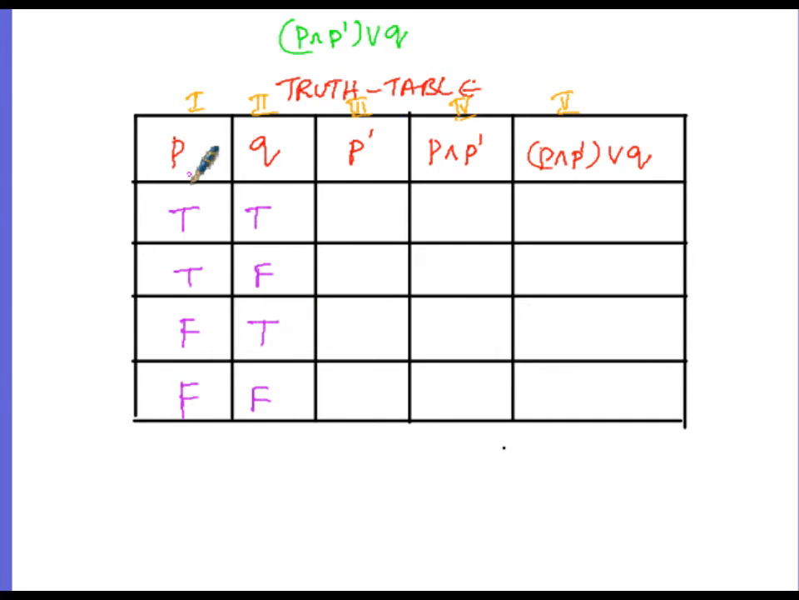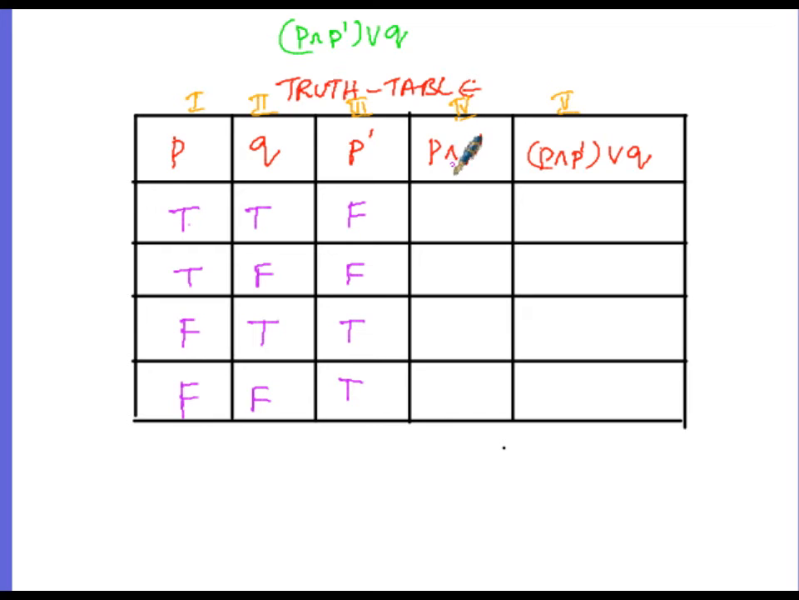So if the truth value of the statement P is true, then not P must be false. Then when the truth value of P is true again, P dash, not P, will be a false statement. The remaining two truth values of P are false, so P dash will be true in both cases. Then in the 4th column we have to find out P and P dash.